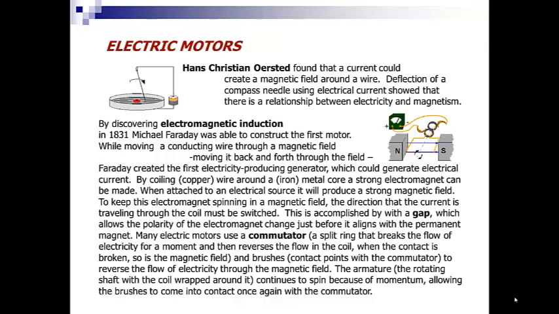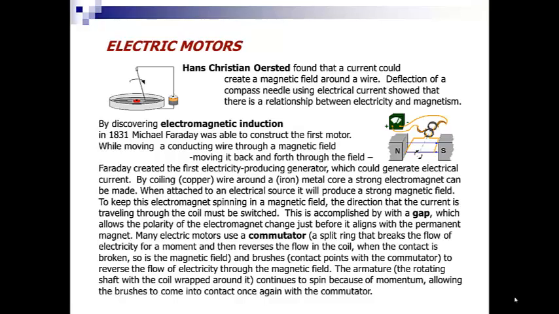By coiling copper wire around an iron metal core, a strong electromagnet can be made. When attached to an electrical source, it will produce a strong magnetic field. To keep this electromagnet spinning with a magnetic field, the direction of the current traveling through the coil must be switched. This is accomplished by a gap which allows the polarity of the electromagnet to change just before it aligns with the permanent magnet.